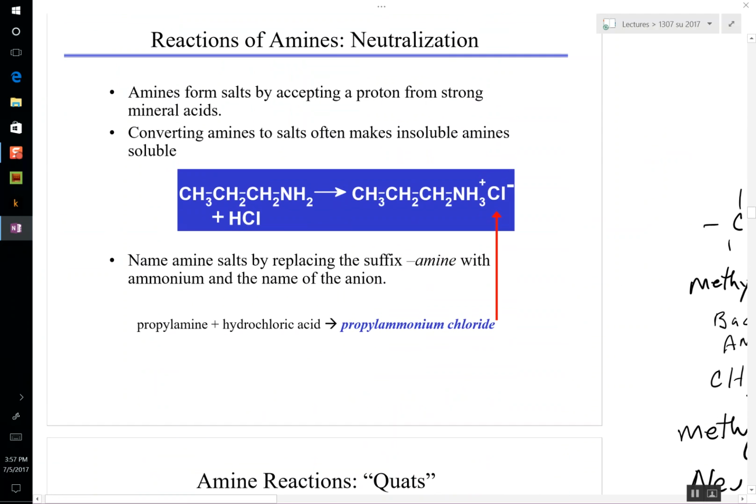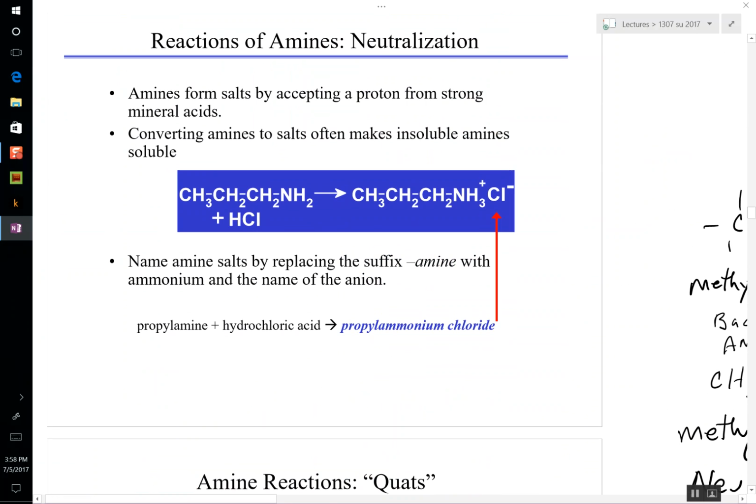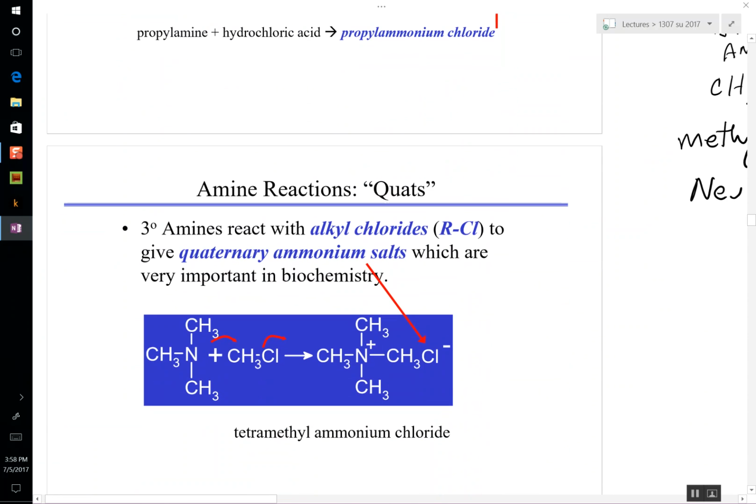Okay, you ready to move on? I know I'm moving fast. We're going to go on now to quaternary ammonium salts, or quats. Quaternary ammonium salts.